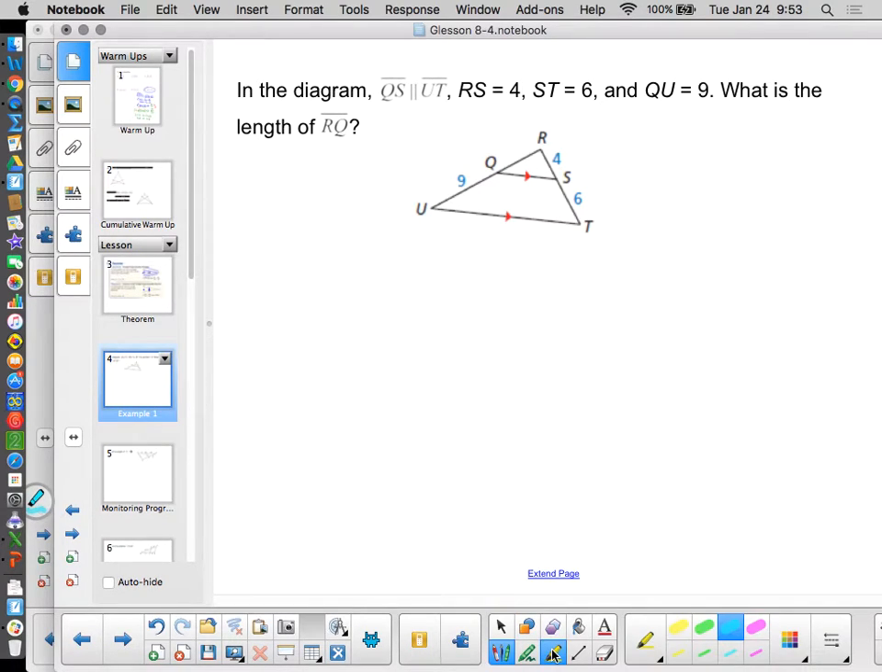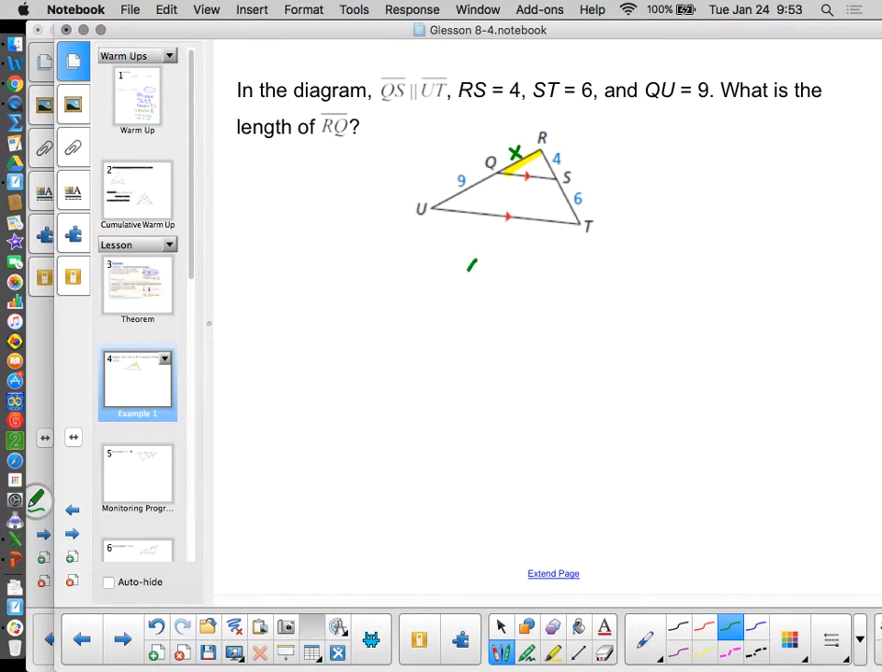So whenever you're doing something like this, what I suggest is make sure you highlight what it is you're looking for, so you know what you're looking for. Because I could ask for RU as well, but I just want RQ. And I just set up the proportion. I'm going to call that X right there for now.